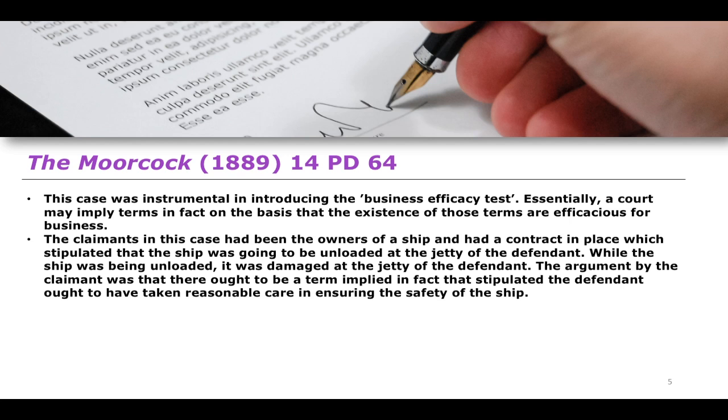Well, the claimants in this case had been the owners of a ship, and a contract had been in place which stipulated that the ship was going to be unloaded at the jetty by the defendant, the jetty of the defendant at least. While the ship was being unloaded, it was damaged at the jetty of the defendant. The argument by the claimant was that there ought to be a term implied in the contract that stipulated the defendant ought to take reasonable care in ensuring the safety of the ship. So, essentially, the claimant argued that they breached their contractual obligations in terms of taking reasonable care to ensure the safety of the ship. But of course, that is not a term that is explicitly in the contract.